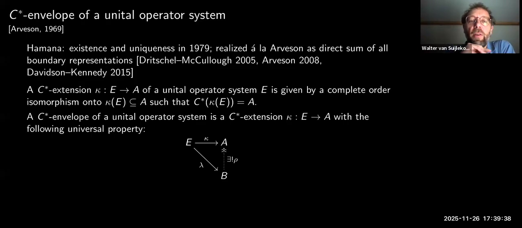So that's the A in this diagram, for which any other C-star extension B actually surjects, and there's a unique surjection. That's the universal property. And so what you already realize is that if you try to find it, and this is exactly what Hamana did, you may want to start with any C-star extension and then try to quotient out some ideal, this surjection, and then realize the smallest of those. So look for the largest ideal that you can quotient by without losing information about the operator system. And that's actually called a Shilov boundary ideal.